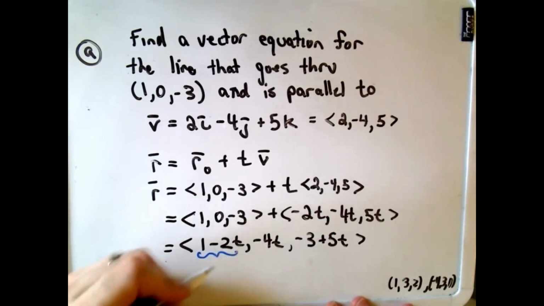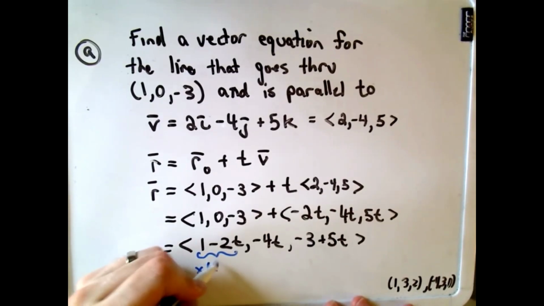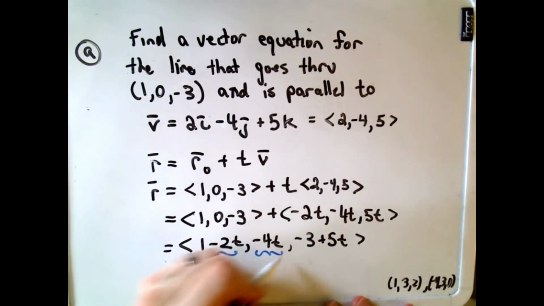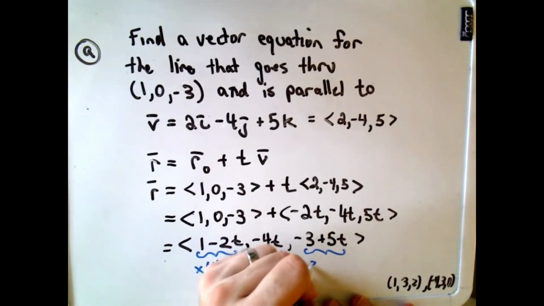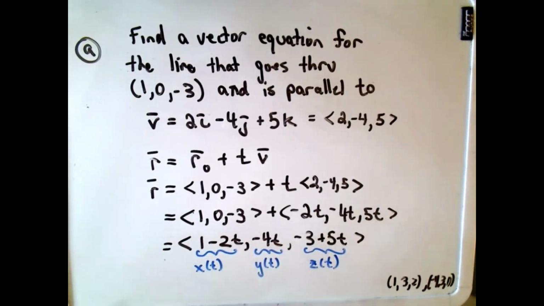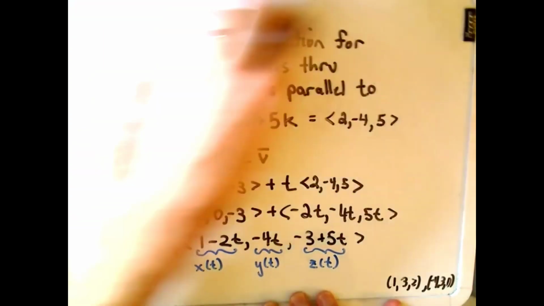So the 1 minus 2t would be the parametric form for the x-coordinate. Negative 4t would be the parametric form for the y-coordinate, and negative 3 plus 5t would be the parametric form for the z-coordinate, just in case somebody asks that or you see that in a problem. No big deal.